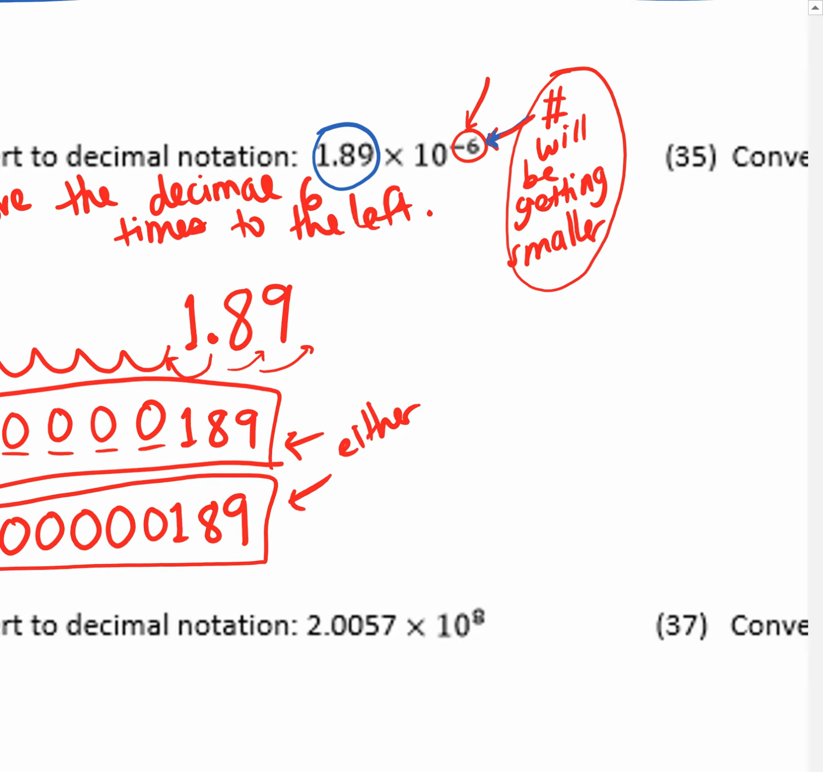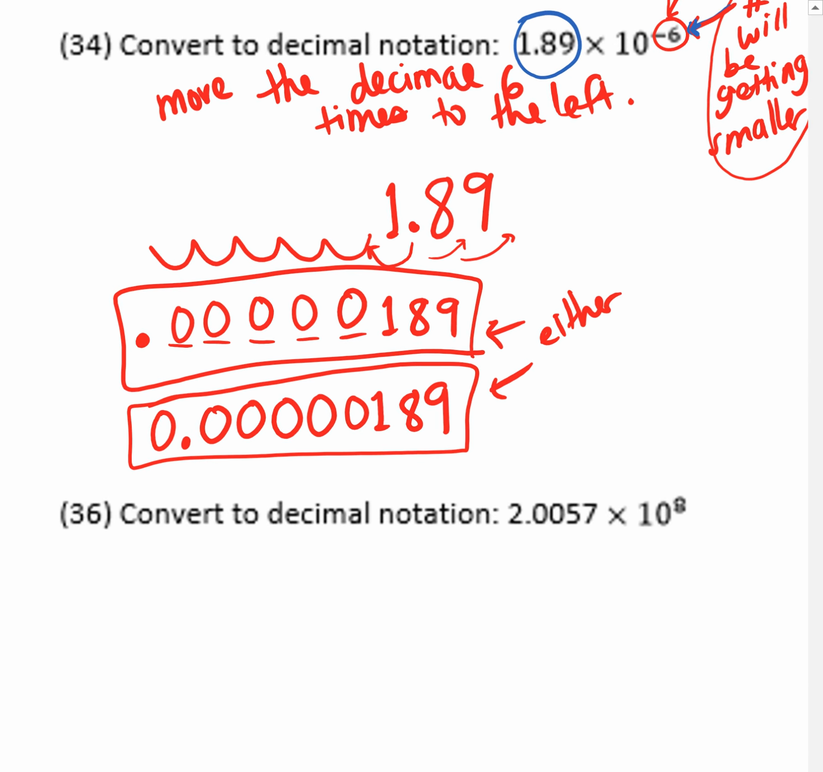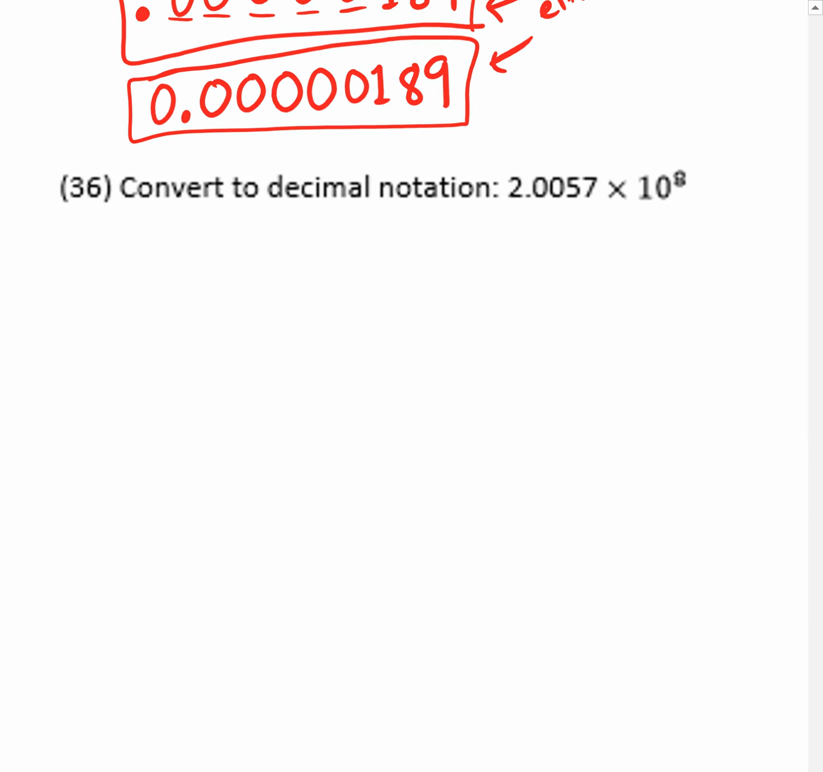All right, that's a good one, number 34. Actually, I hope you don't mind, maybe we'll do number 36 next because it's similar, because we're going from scientific notation to standard notation. So this one, you notice though that the exponent in number 36 is a positive number. Positive, so that means that our number should be getting larger. That'll give me a clue as to which way to move the decimal.